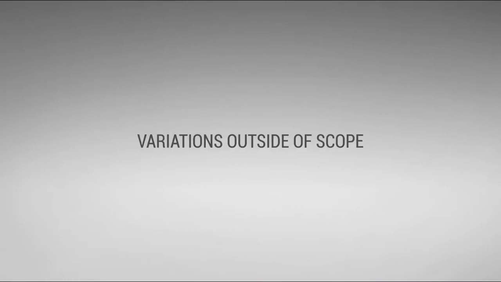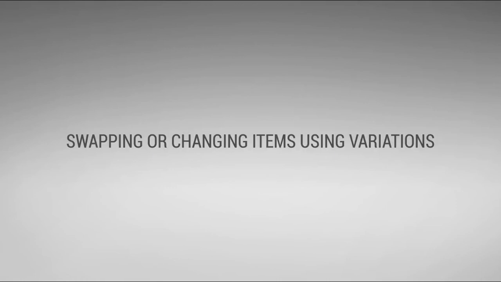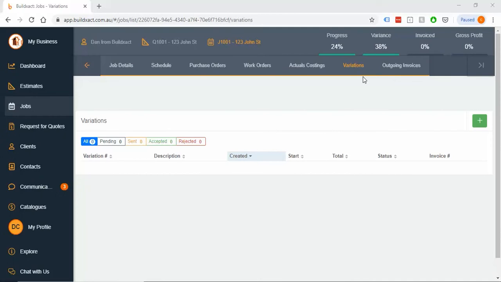So in this video, we're going to go through variations, and we're going to cover two main types. The first is one that is, I guess, outside the original budget and outside the original scope. And the second one we'll go through is where you've got a budget item and the customer wants to swap it or change it for something else. So we'll start with the first one. It's outside the scope of or budget of the original quote.